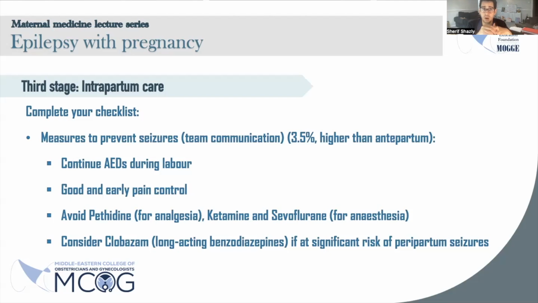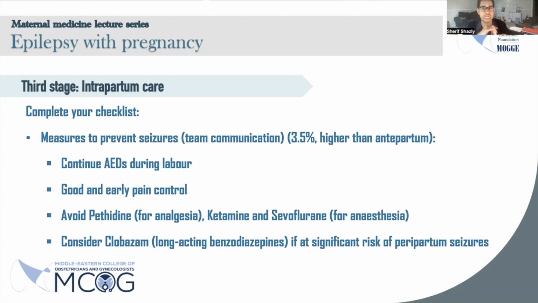And that is why there should be good team communication about how to take care of this patient. And you should really know your team, if they are really comfortable managing those patients, or if they need some advice, recommendations, explanations of how to take care of those patients. So I would be more specific. These are the 4 things you can do to actually reduce the risk of seizures in labor.